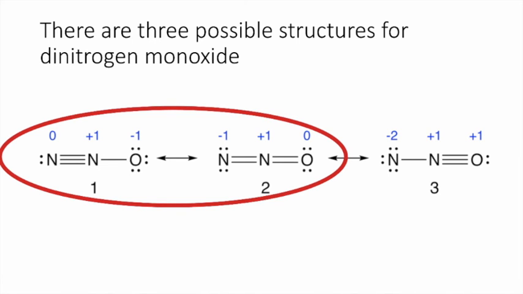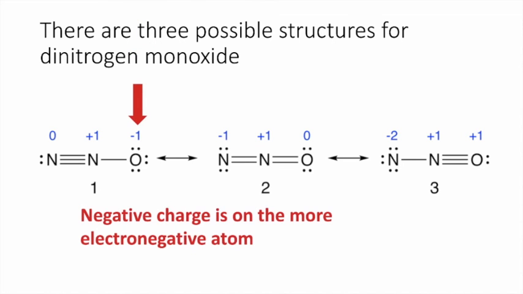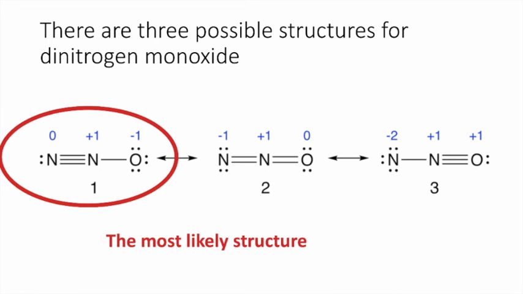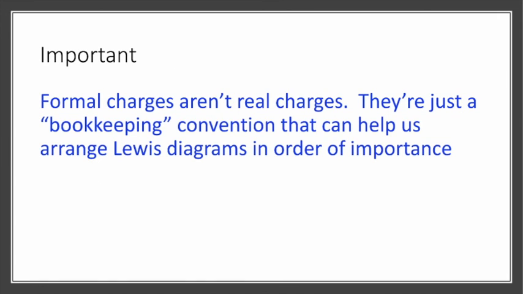One of these 2 is going to be the most likely one. Now, in order to figure out which one's more stable, we have to ask ourselves which of these structures has the negative formal charge on the most electronegative atom. And if we take a close look at this, we're going to see that structure number 1 put a -1 charge on oxygen, which is more electronegative than nitrogen. So this is going to be the most likely structure. An important thing to remember is that formal charges aren't real charges. They're just a bookkeeping convention that can help us arrange Lewis diagrams in order of importance.